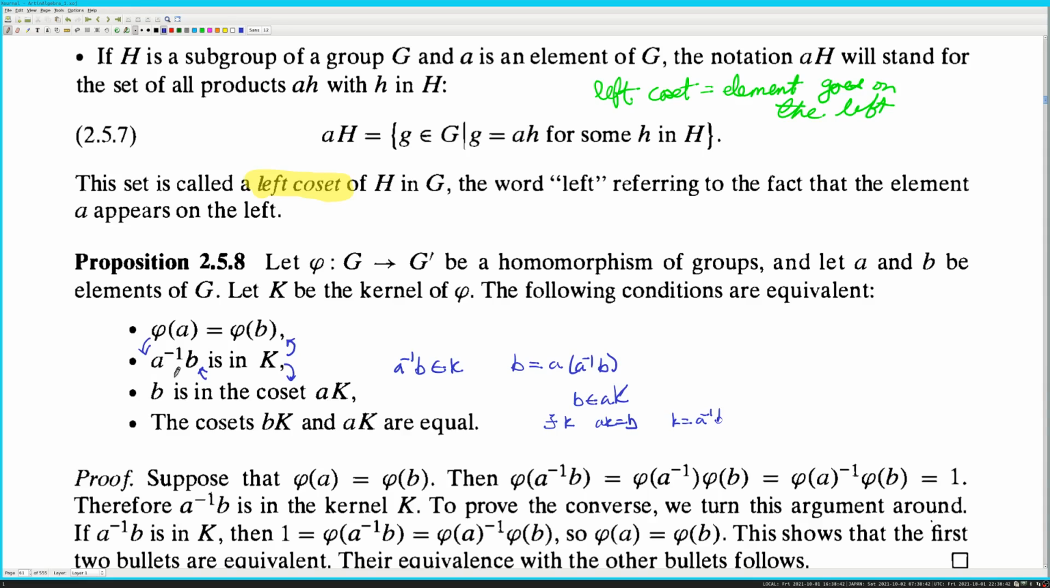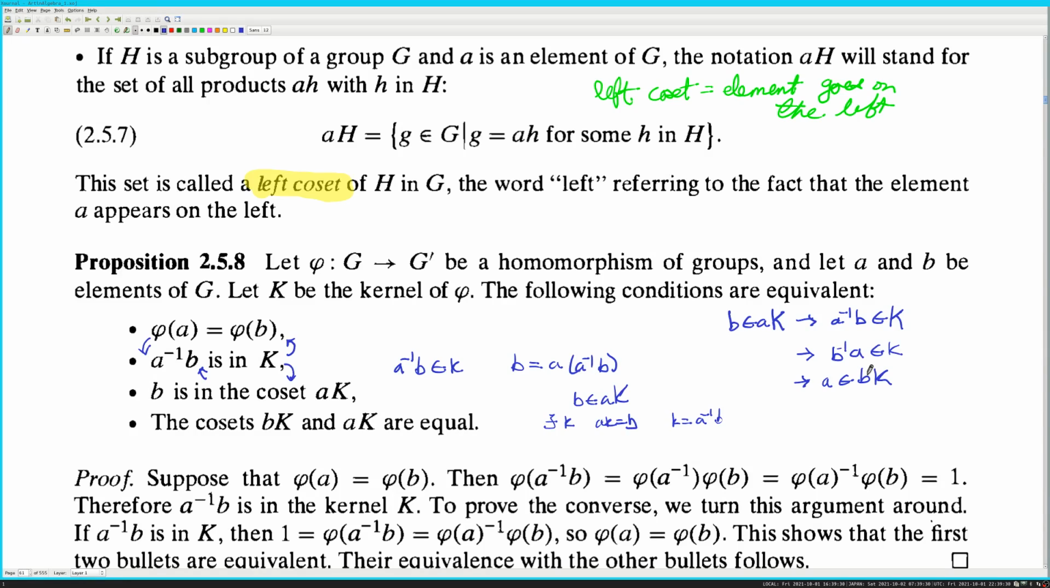But since K is a subgroup, it also contains the inverse. So if b is in aK, and the logic is completely symmetrical, this means that a inverse b is in K. Since K is a subgroup, the inverse of this, b inverse a, is also in K. But by the logic we just did, this implies that a is in bK.